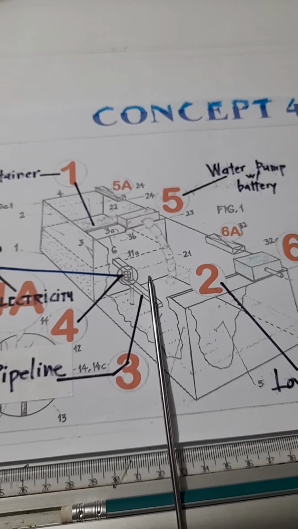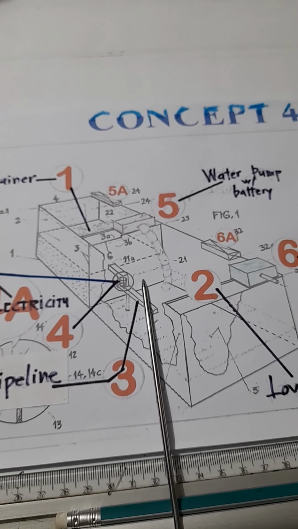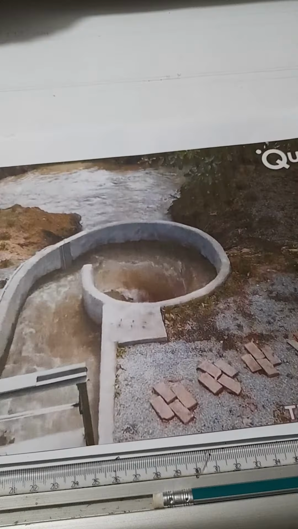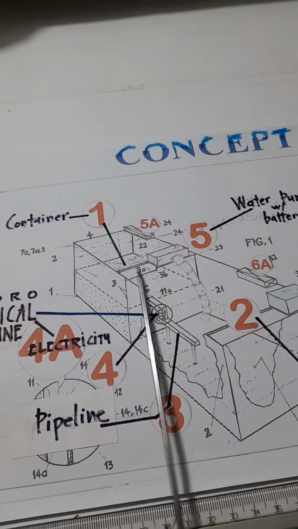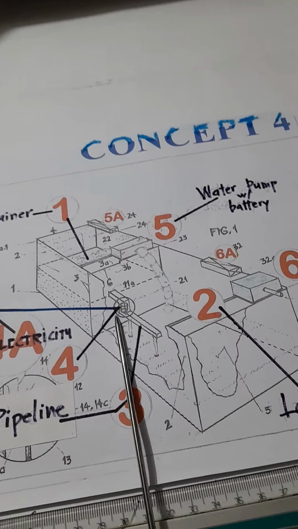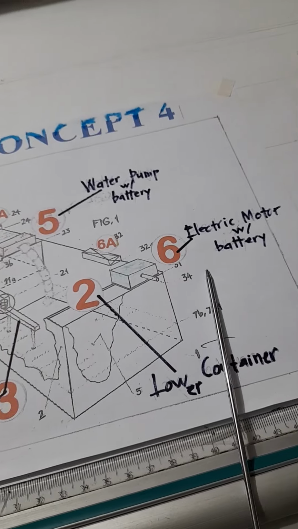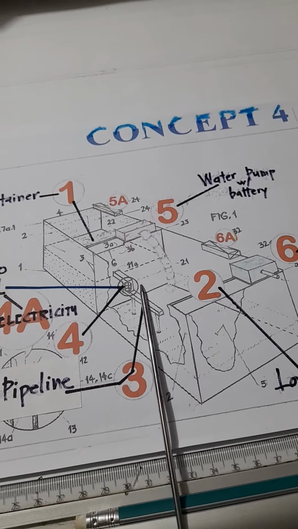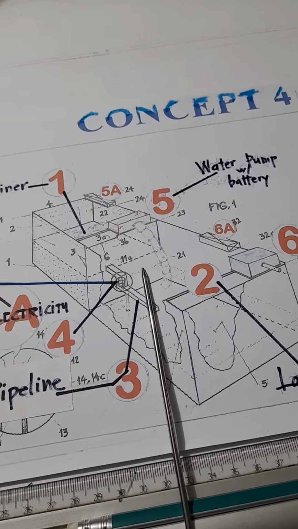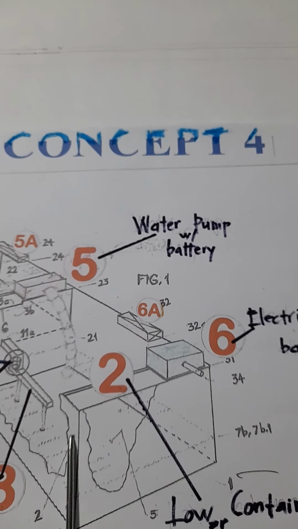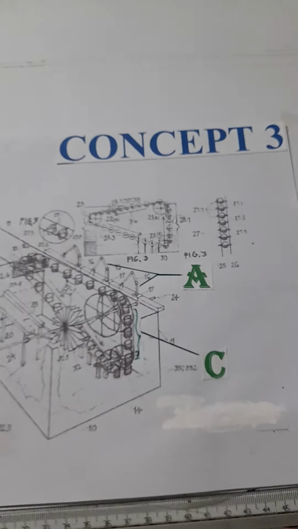Some also suggested that a solar panel should be involved to supply electricity. If this vertical turbine cannot supply sufficient electricity to the water pump and the electric motor, this concept will not be viable. So that is the concept for this method. Concept 3.